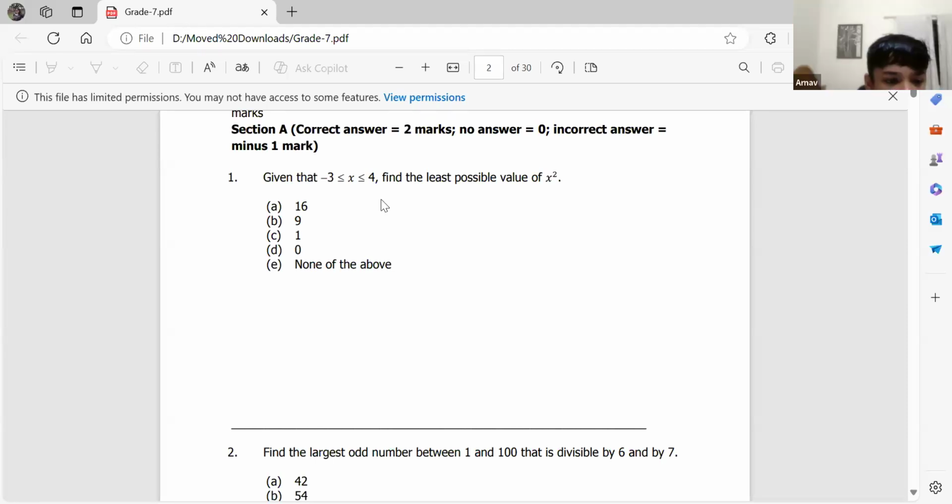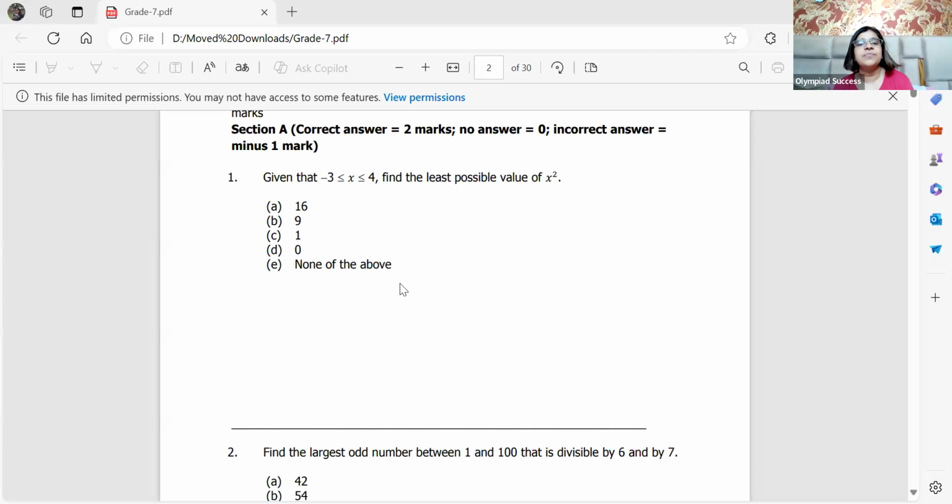Yes. Given that, ma'am, it's 0. Okay, that's very fast. How did you get that? Knowing which chapter do you think it belongs to? It's exponents, ma'am. Because it's inequalities, even if we take a negative number like -2, we'll still get the answer as +4. So obviously the least possible value we can take for x is 0. So 0 squared is obviously 0. That's right.